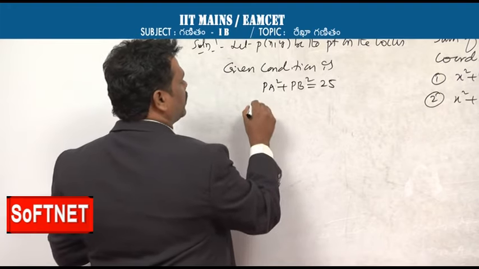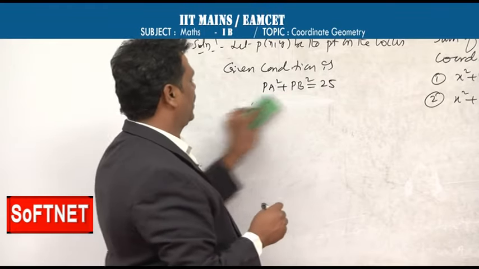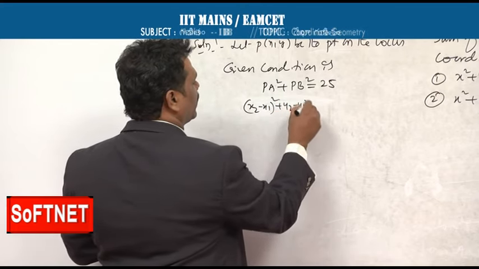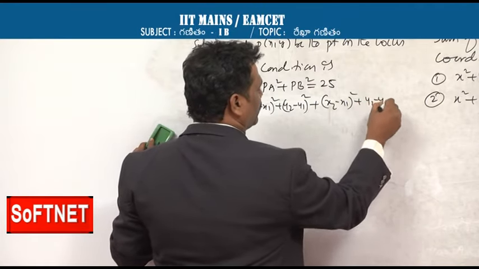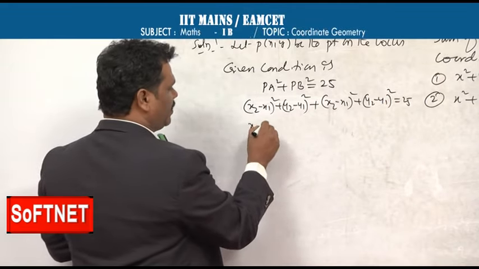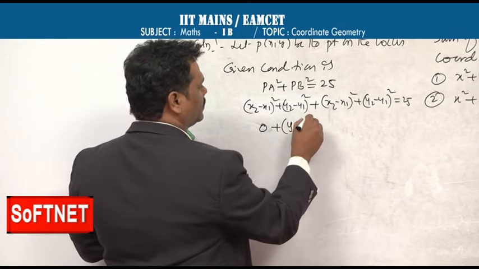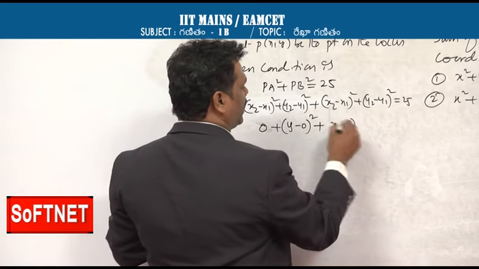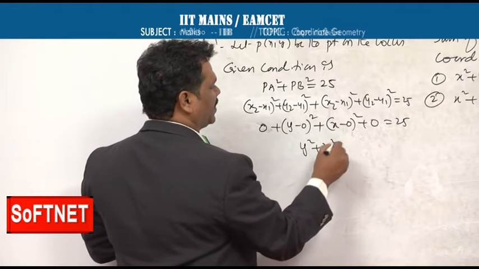So here PA square means under root of (x2 minus x1) whole square plus (y2 minus y1) whole square. Root is cancelled here. So (x2 minus x1) whole square plus (y2 minus y1) whole square, plus PB also (x2 minus x1) whole square plus (y2 minus y1) whole square, equal to 25. So here (x minus x0) plus (y minus 0) square, x minus 0 square plus y minus y0 square equal to 25. So here y square plus x square equal to 25.